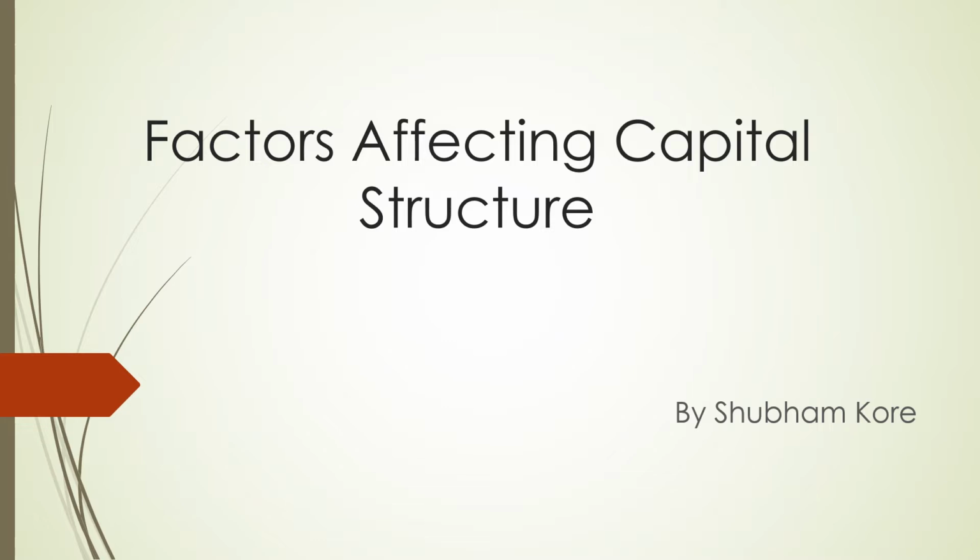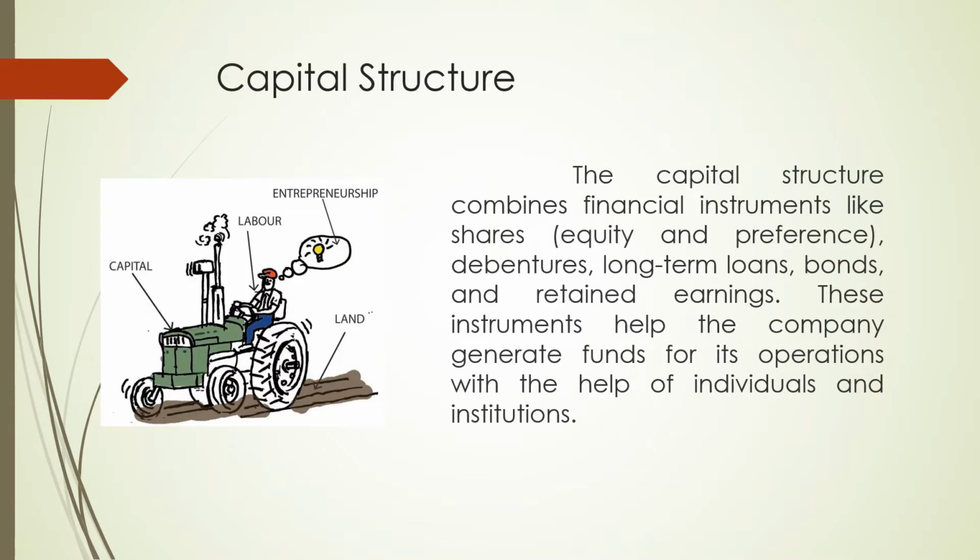Today I am going to explain the factors affecting capital structure. So basically, what is capital structure? Capital structure combines financial instruments like shares, equity, preference shares, debentures, long-term loans, bonds and retained earnings. These instruments help the company generate funds for its operations with the help of individuals and institutions. So basically, capital structure is the required funds for our business.